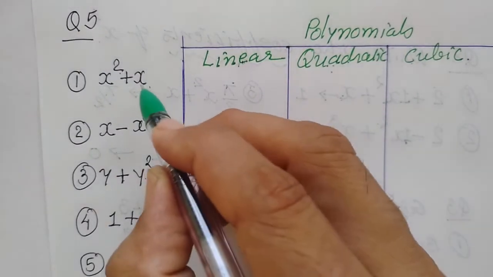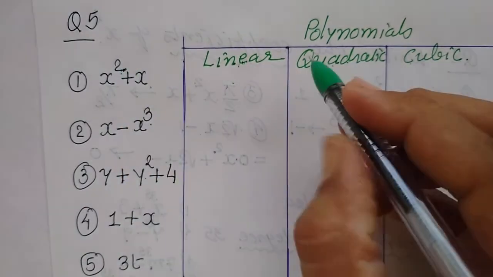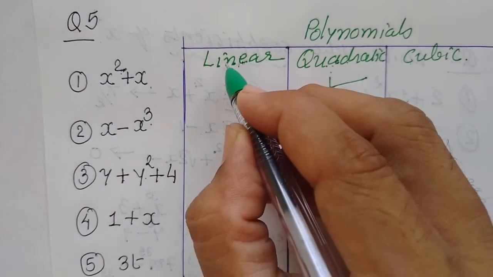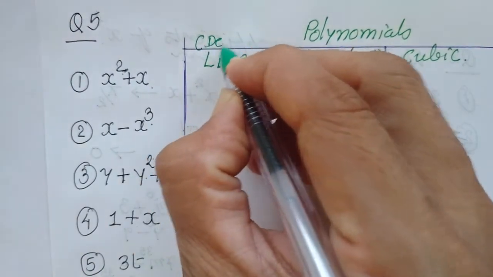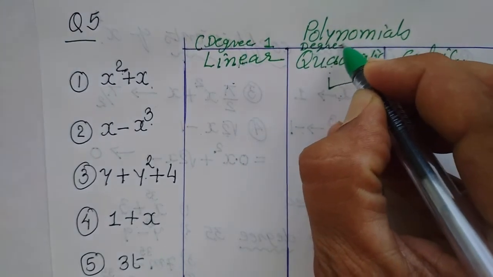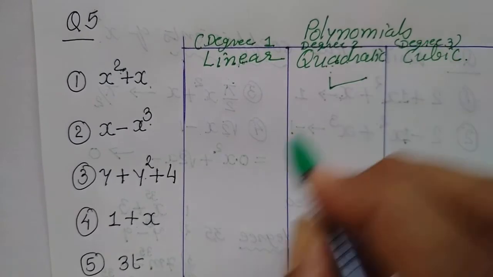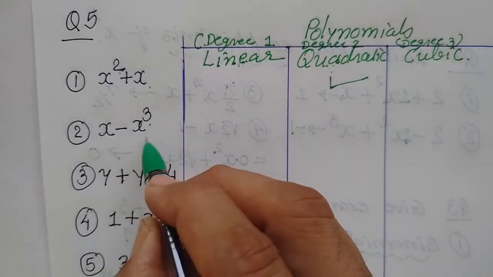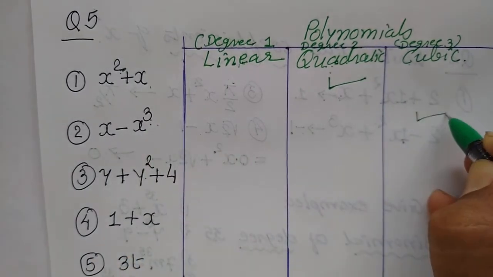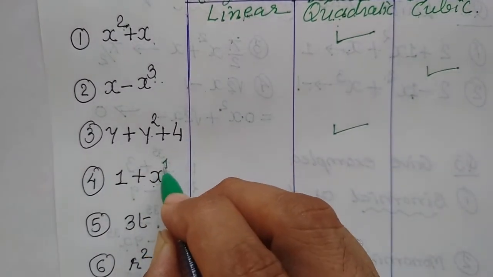Let us start now. Children, just now I taught, degree is what? 2. Because the highest power is 2, so degree is 2. So the answer is this one, quadratic. Linear, here you can write degree 1. Here degree 2. Here degree 3. Okay. Now x - x³. Highest power is 3, so it is a cubic polynomial. Degree is 3. Here is a quadratic polynomial, and here children, degree 1.